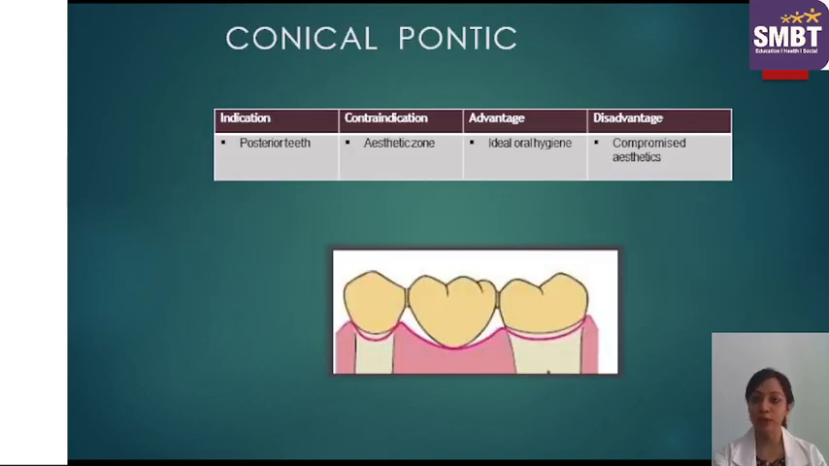Next is the conical Pontic. Conical Pontic, as the name suggests, is conical in shape. As we can see, it has a pinpoint contact on the ridge down. This is generally indicated in cases of posterior teeth where maintaining hygiene is very important. It does not give good aesthetics because, as we can see, there are gaps remaining around the gingiva. So this is generally not advocated in the anterior zone.